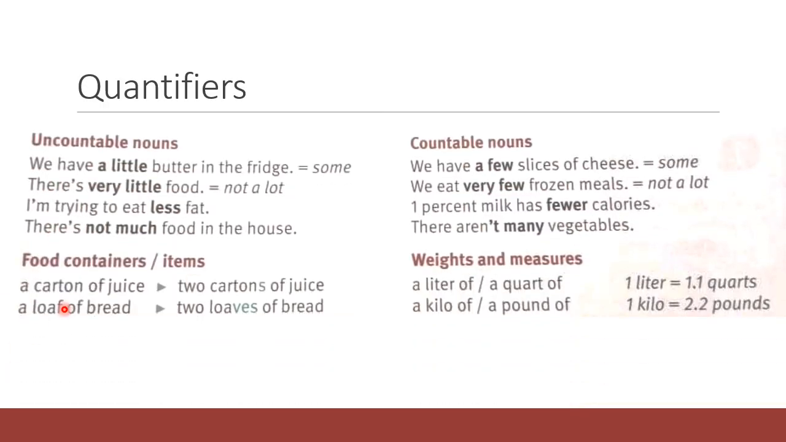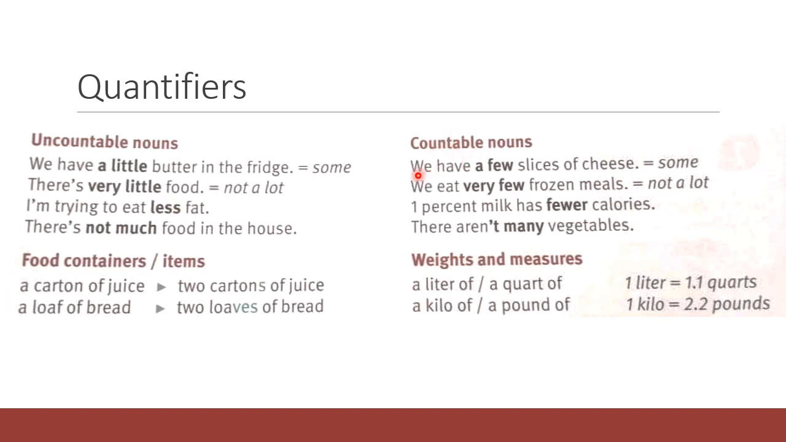Quantifiers. Uncountable nouns. Here we have more examples. We have a little butter in the fridge. Some. There is very little food. Not a lot. I'm trying to eat less fat. There's not much food in the house. So in this case, we're using little, and we can also include very little or less.